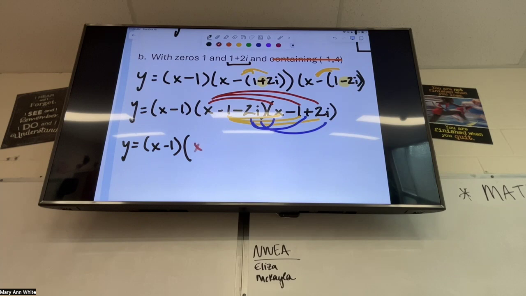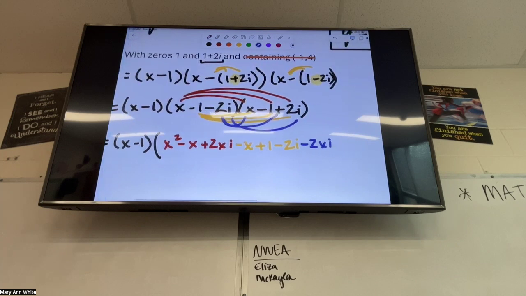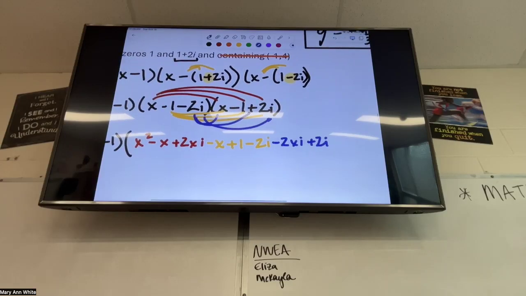X times x is x squared. X times -1 is -x. X times 2i is 2xi. -1 times x is minus x. -1 times -1 is 1. -1 times 2i is minus 2i. And then -2i times x is -2xi. -2i times -1 is plus 2i. -2i times positive 2i is minus 4i squared.